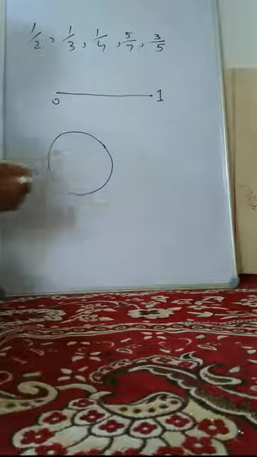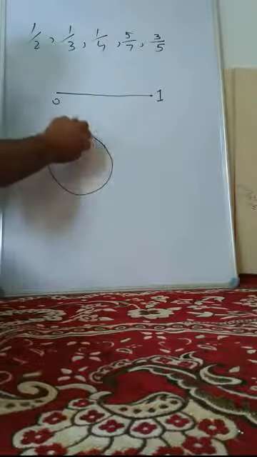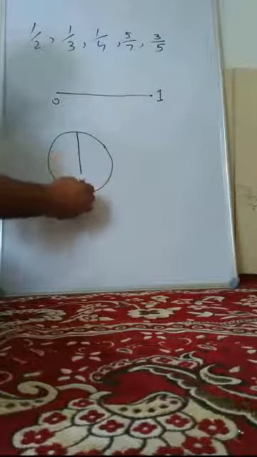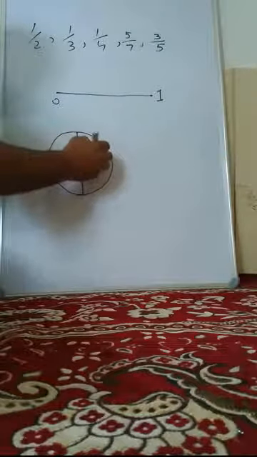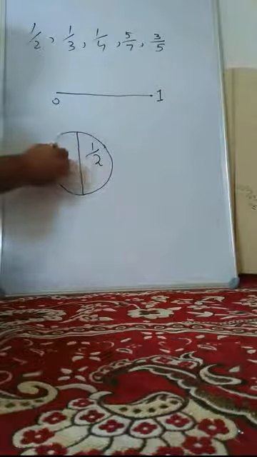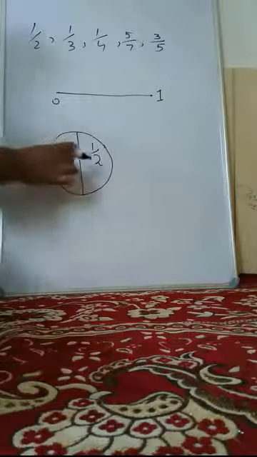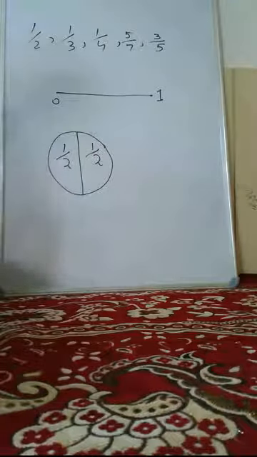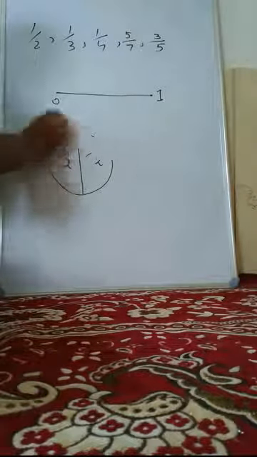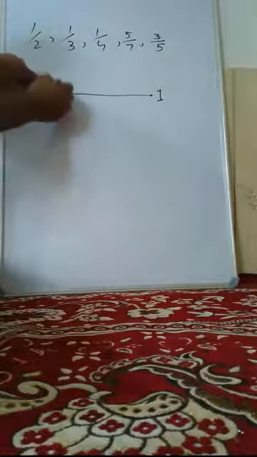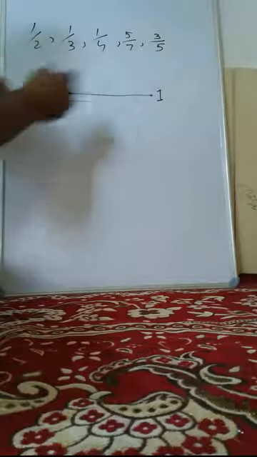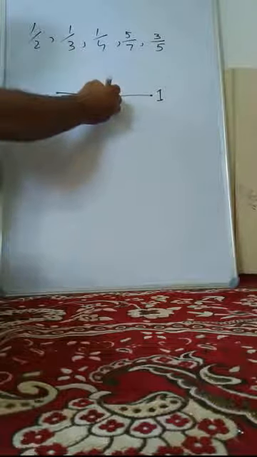This is 1 whole, and if we divide it into 2 equal parts, these are 2 parts. This part is 1 by 2, this is another 1 by 2. 1 by 2 plus 1 by 2 equals 1 whole. 1 by 2 means 1 half. It is 1 half of a 1 whole. So from this point to this point it is 1 whole, and 1 half lies at the center.